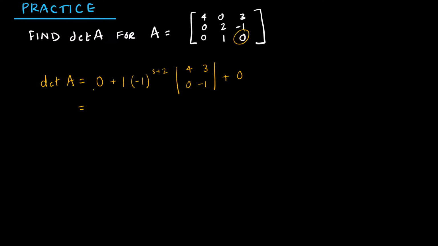So that gives me, we are just going to disregard those zeros, 1 times negative 1 to the 5th, which is negative 1, times 4 times negative 1, minus 0 times 3, which gives me 1 times negative 1 times negative 4, which means my determinant is positive 4.